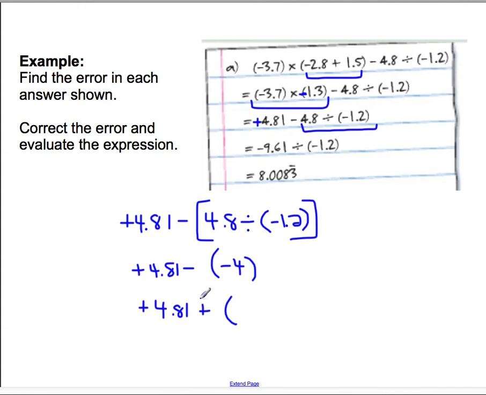The subtraction changes to addition. The negative switches to a positive. I'm going right, so I know to add my numbers together. And I should get positive 8.81. So there were two errors in this question.